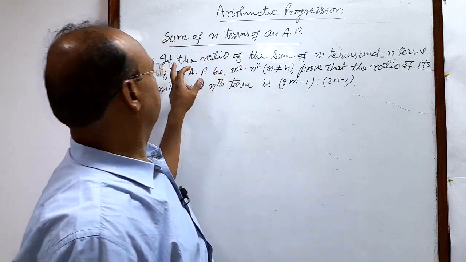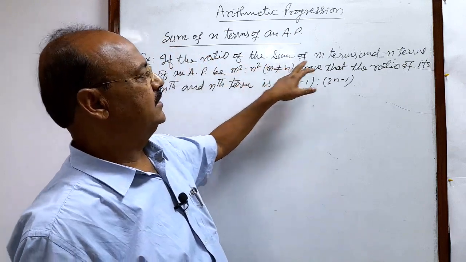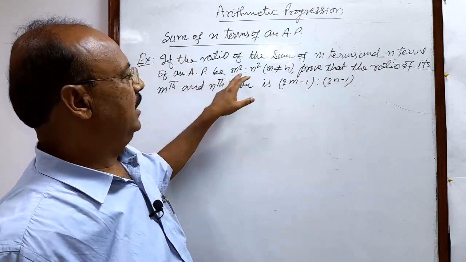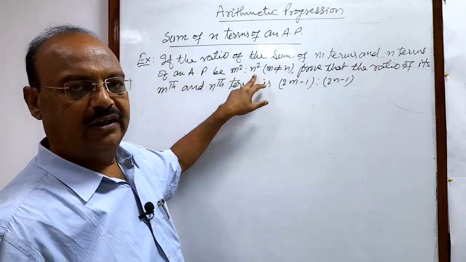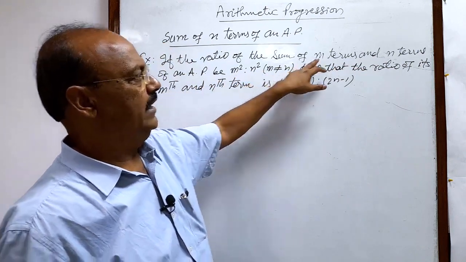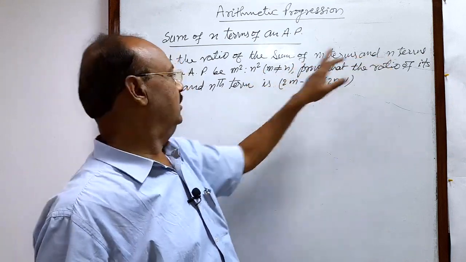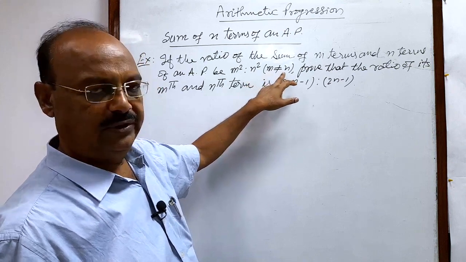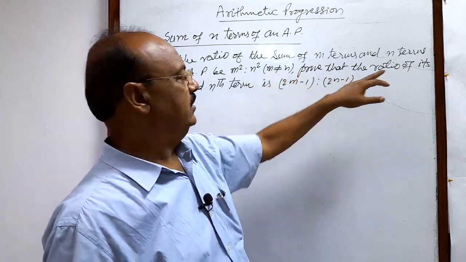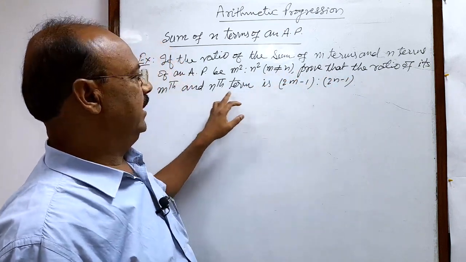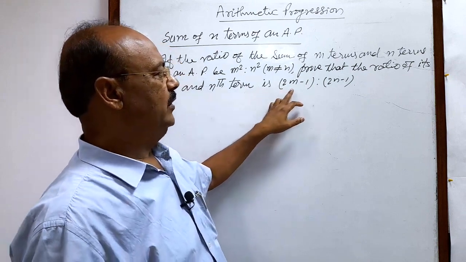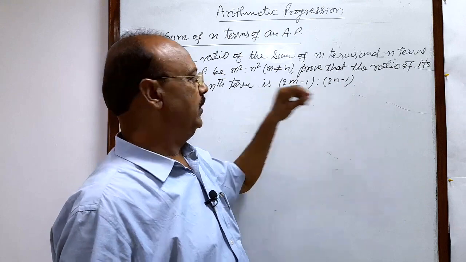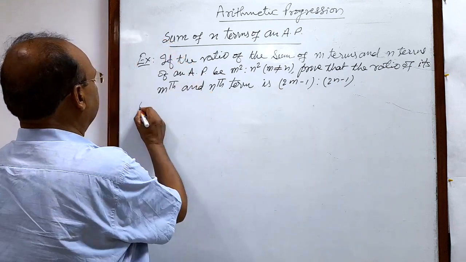Here the question is: if the ratio of the sum of m terms and n terms of an AP is m square is to n square, where m is not equal to n, prove that the ratio of its mth and nth term is 2m minus 1 is to 2n minus 1. Okay, so let us see the solution here.